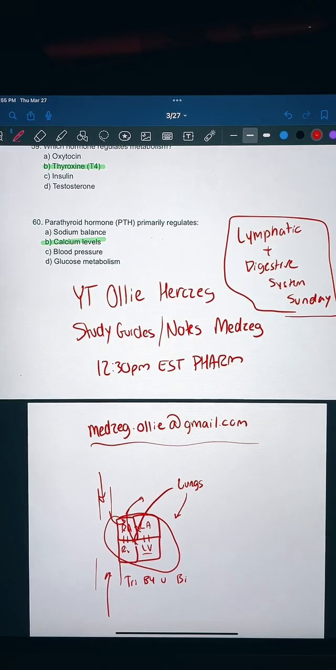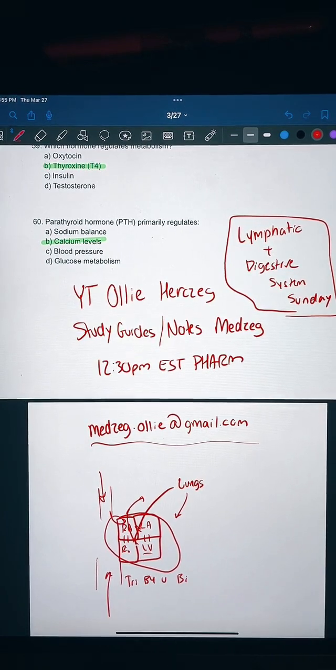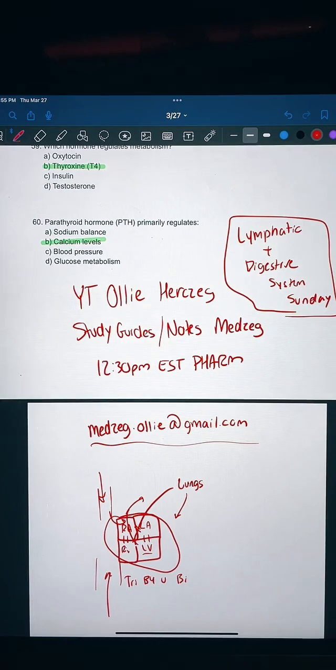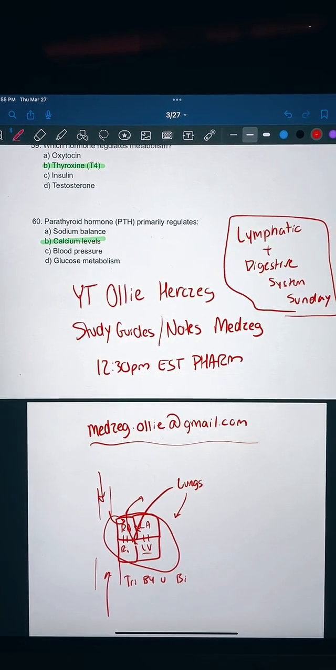Excited for pharm tomorrow. Can I do nervous system? Yes. How do I find the study sheet? My study guides are on my bio. And then I do have a couple nervous system ones on there as well. I did a lot of nervous system stuff a little while ago. I definitely would do some more.